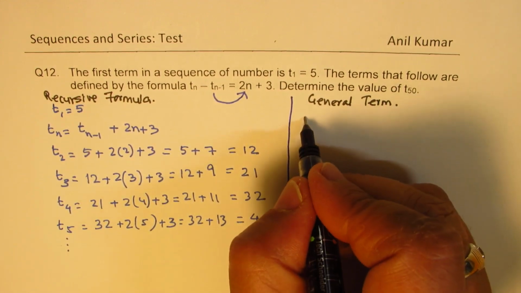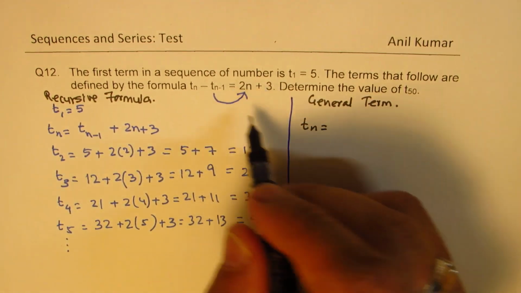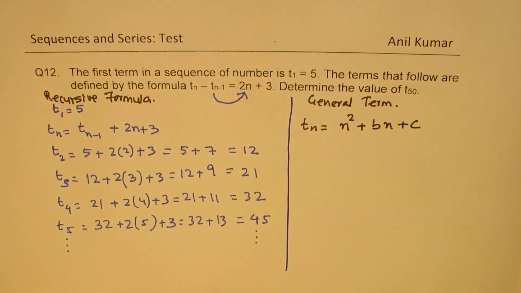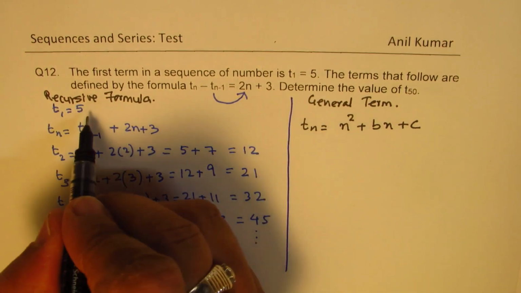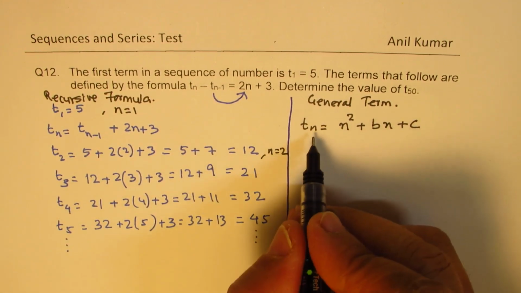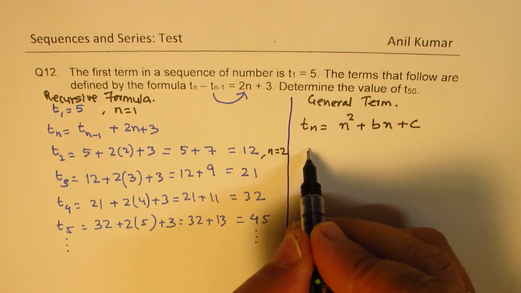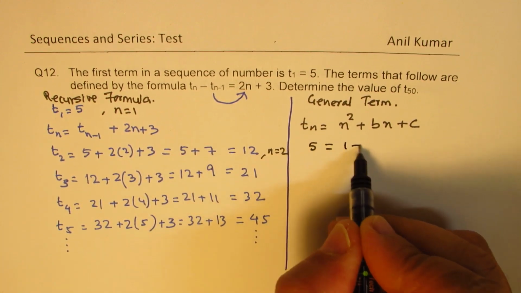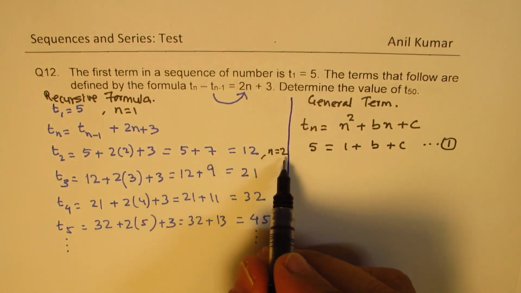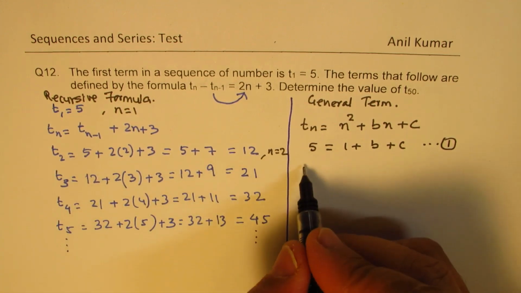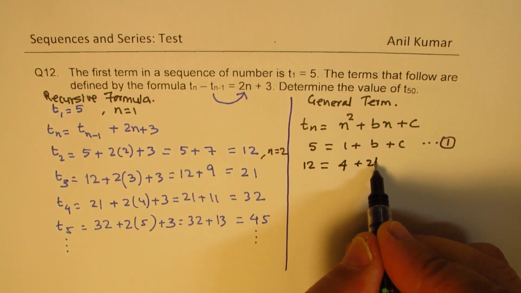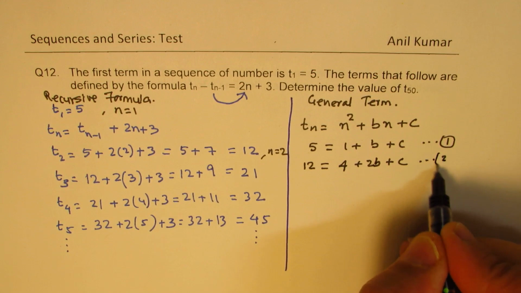So we can say the general term tn will be, since it is a quadratic expression, n squared plus b times n plus c, correct? Now we can substitute n as 1. So this is for n equals 1 and this is for n equals 2, correct? If I substitute n equals 1, I get t1, which is 5, equals 1 plus b plus c. That is one of our equations. And if I substitute n equals 2, t2 is 12, so we get here 12 equals 2 squared, which is 4, plus 2b plus c, right? So that becomes our equation 2.